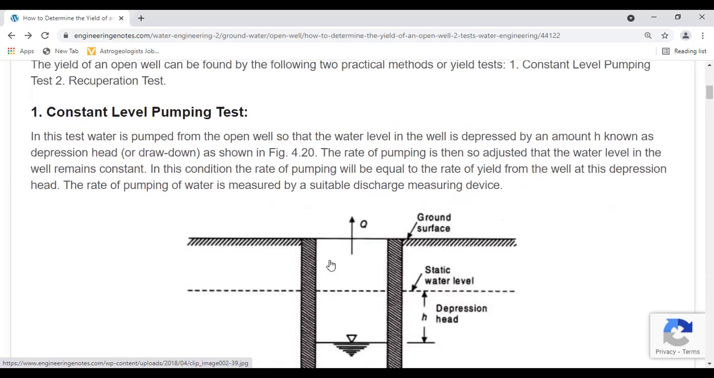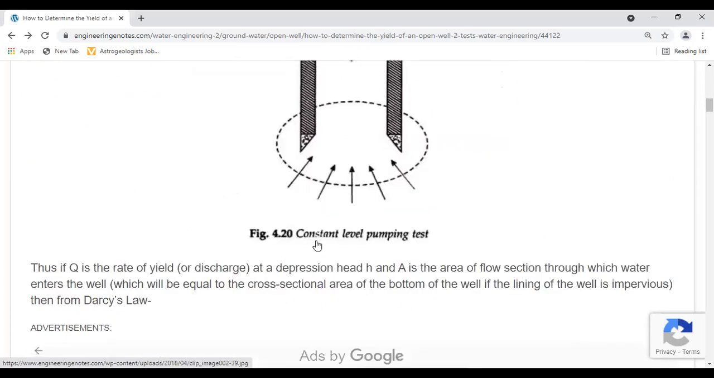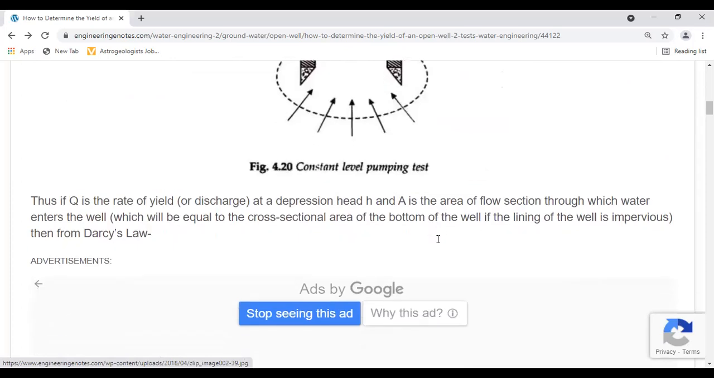So guys, the rate of pumping is so adjusted that the water level in the well remains constant. In this condition, the rate of pumping will be equal to the rate of yield from the well at this depression head. The rate of pumping of water is measured by suitable discharge measuring devices. So this is called the constant level pumping test.